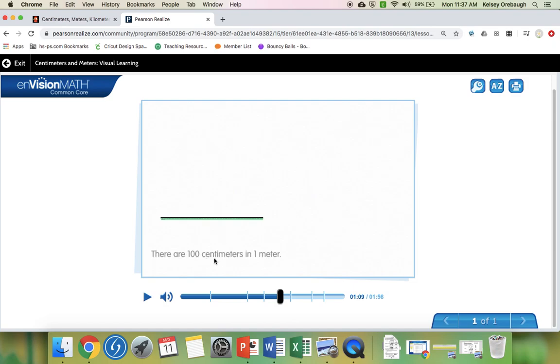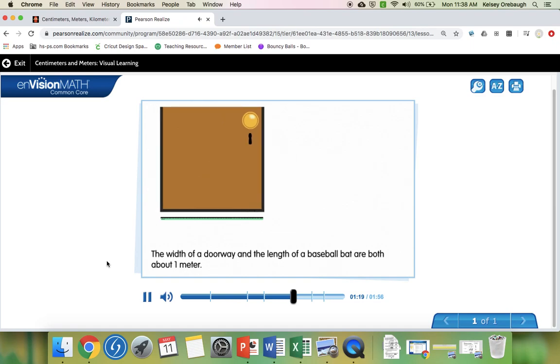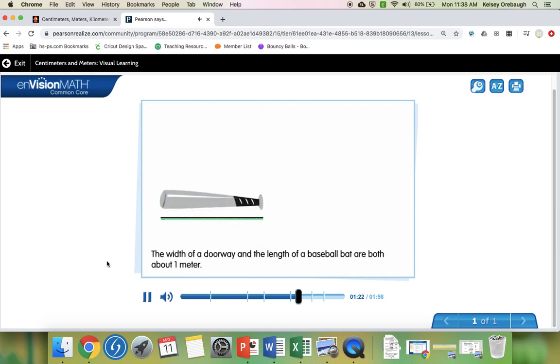If we look at the word centimeter, we see cent in the beginning, and that gives us a clue that a centimeter is 1/100th of a meter. There are 100 centimeters in 1 meter. Can you name other objects that are about 1 meter? What else can you think of that is about 1 meter? About the length of that girl's long step. The width of a doorway and the length of a baseball bat are both about 1 meter.